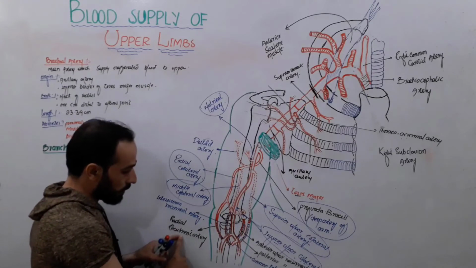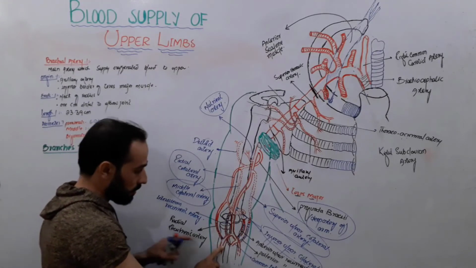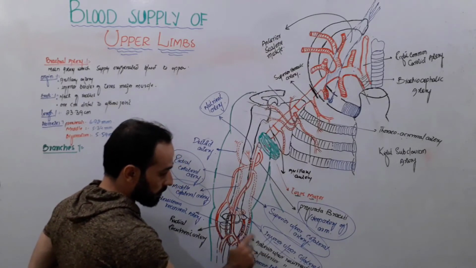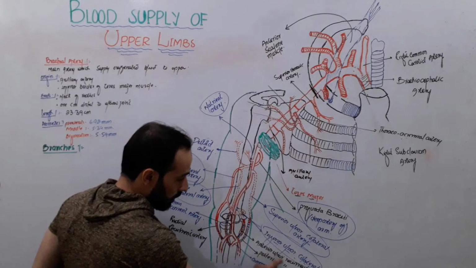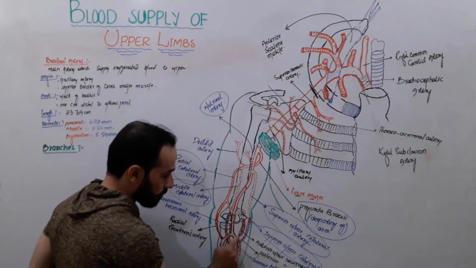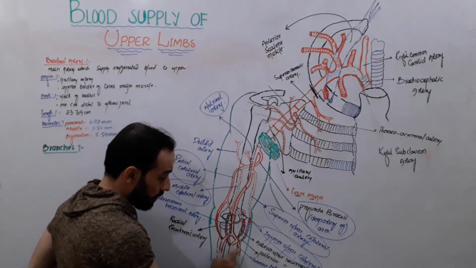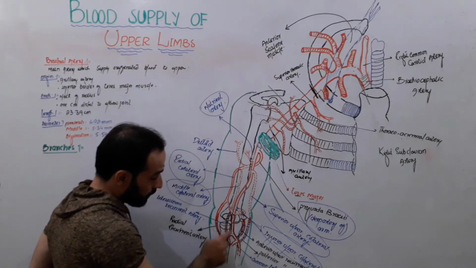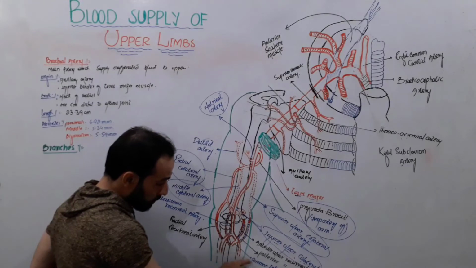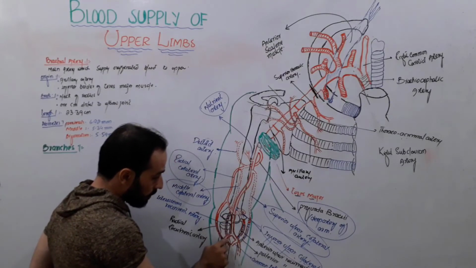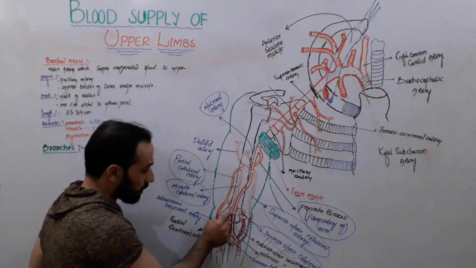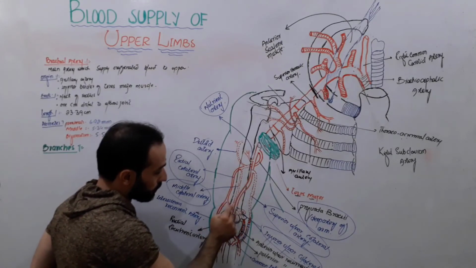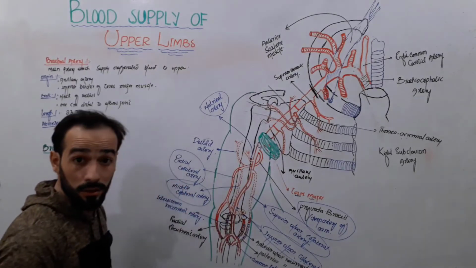Look, radial recurrent, which is a branch of the radial artery. Anterior ulnar recurrent, which is a branch of the ulnar artery. Posterior ulnar recurrent, which is also a branch of the ulnar artery, and from the ulnar artery there is a common interosseous artery, and it gives a recurrent branch. That's why we say that this is the interosseous recurrent artery, and it anastomoses with what? It anastomoses with the middle collateral artery, right?